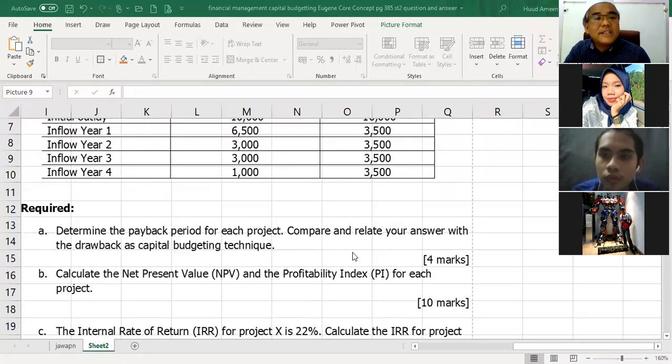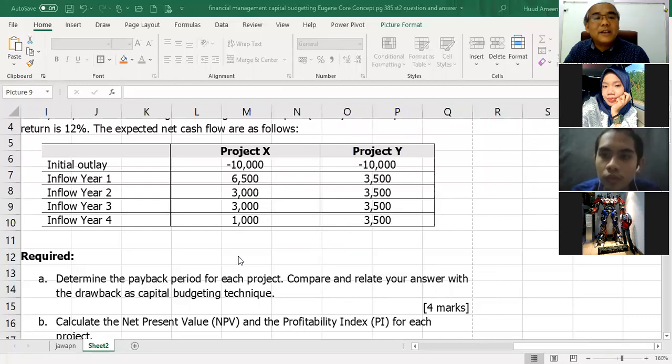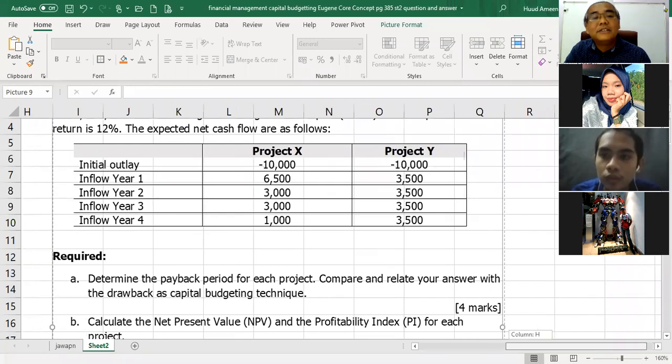The first technique is the payback period. What is the payback period? Just take note: you already invest 10,000, and then how many years do you have to pay to cover that 10,000 investment for project X or project Y? All right, what is the answer using the payback period?